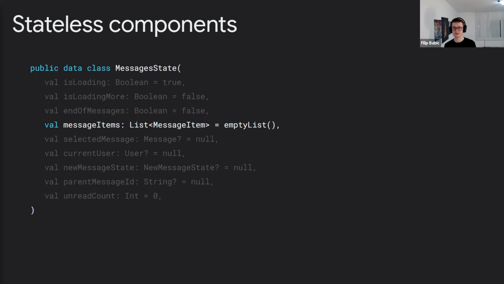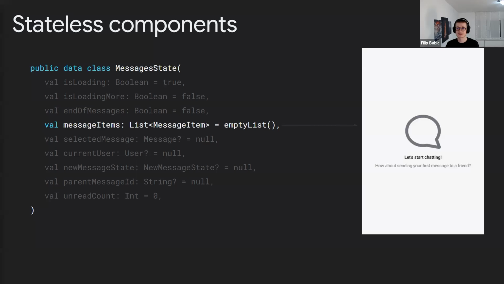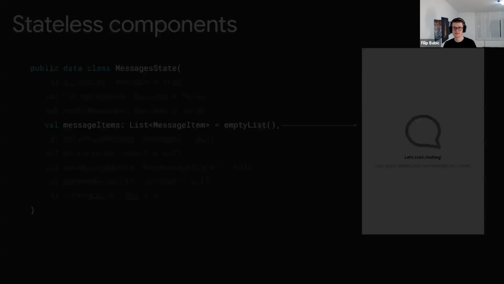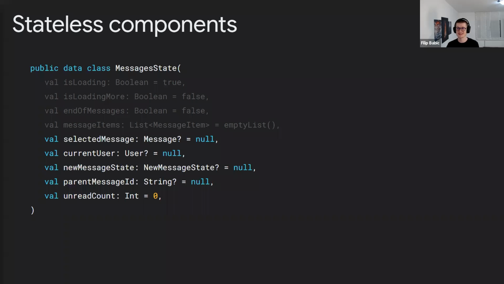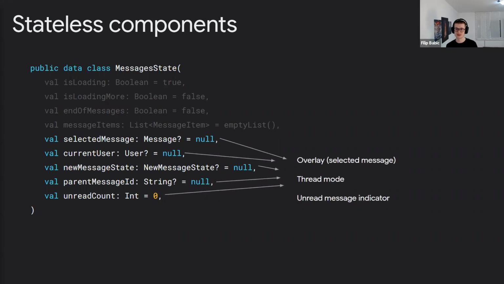Then next we have message items, which are the actual messages in the list. So in case we have an empty list here, we will show an empty state. And in case we have loaded messages, then we show those messages. So in this example, if we have empty message items, we will just show an empty state that the user can see. And then once they start sending messages, you'll see the screen as we've shown before, which can be whatever type of message they've sent. And finally, we have some miscellaneous properties here that represent different types of state. So the selected message shows an overlay or represents an overlay. The current user and the parent message ID represent the thread mode that we're currently in, if we are in one.